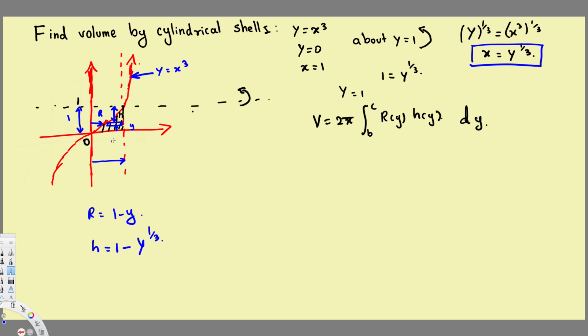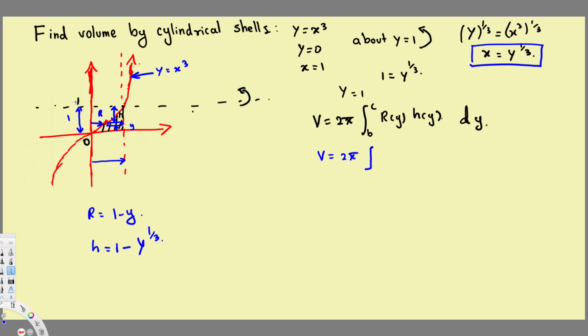This is the hardest part in this problem. If you can figure this one out, the rest of them are easy. All we have to do is plug it into this equation. Let's go ahead and plug this in. So V is equal to 2π integration, and the limits of integration we already know, going from 0 to 1.